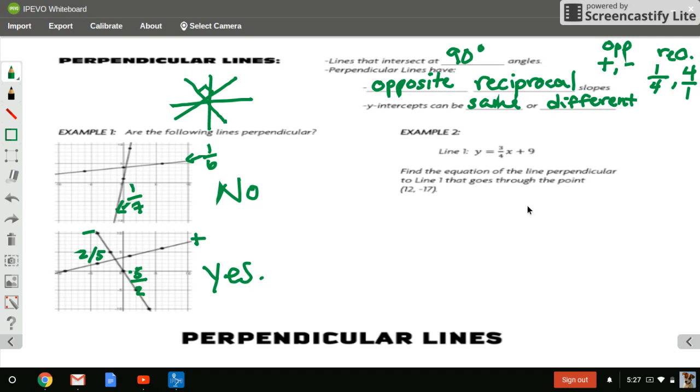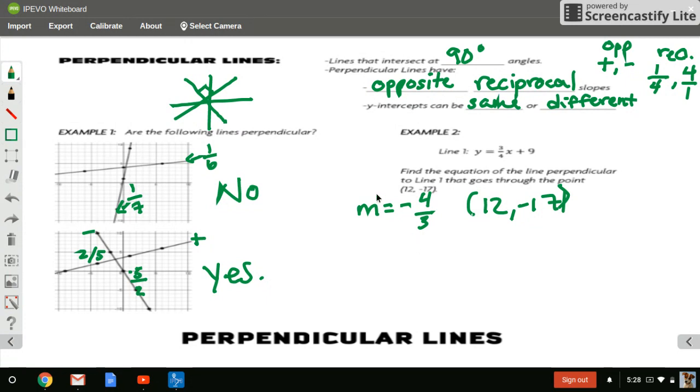Example number 2. Line number 1 is y is equal to 3/4 x plus 9. Find the equation of the line perpendicular to line 1 that goes through the point (12, -17). They're giving us our point, (12, -17). If it's perpendicular, our slope has to be opposite, so we know it's going to be negative because this one's positive, and reciprocal. So instead of 3/4, we're now 4/3. So there's our slope.